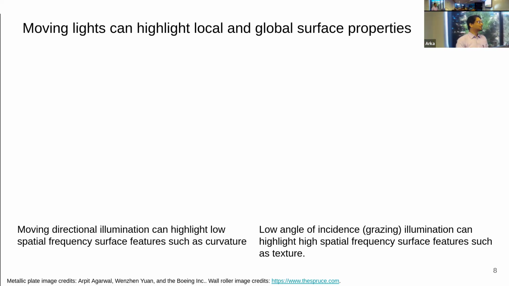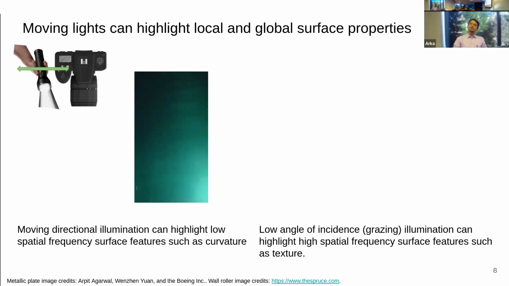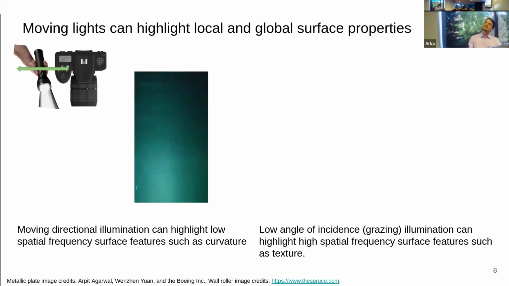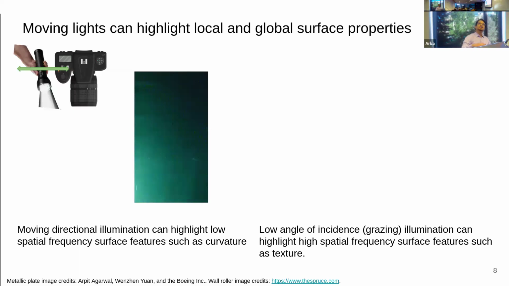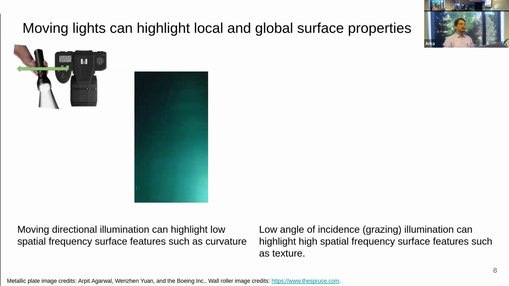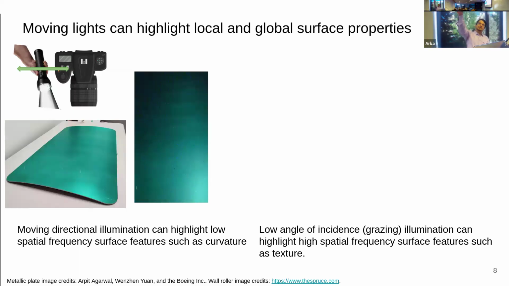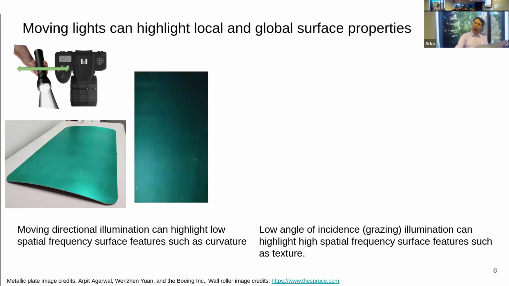All right. Okay. So let's look at what we can gain by moving lights. Moving lights can highlight local and global surface properties. So if I just showed you this video, where I say that we are looking at a piece of aluminum and the light is moving in the plane of the camera, depending on your knowledge of how aluminum reflects light, you'll be able to tell immediately that there is a curvature on the plate without even seeing the whole image.